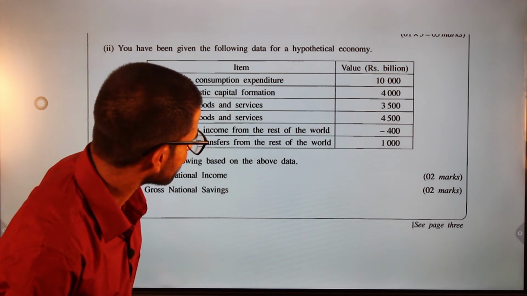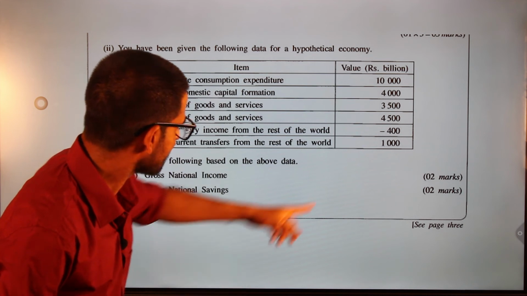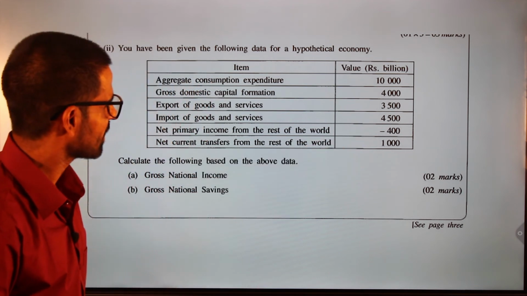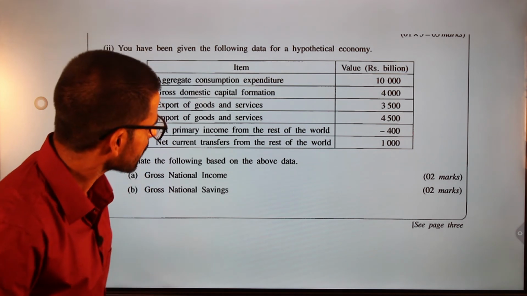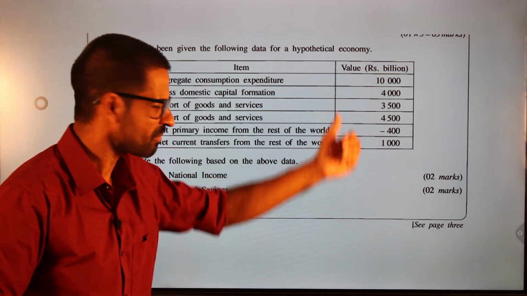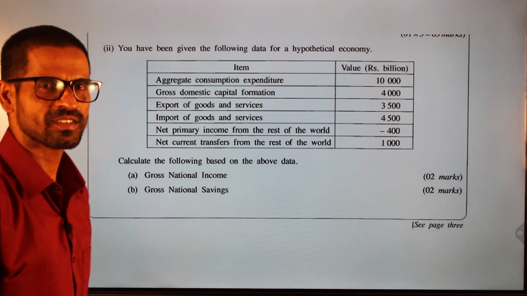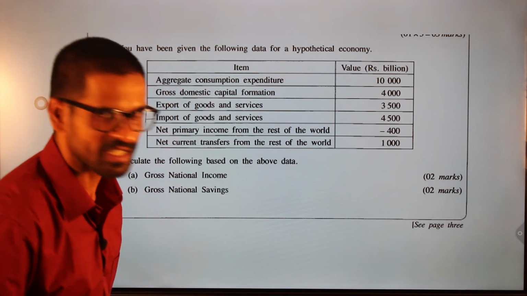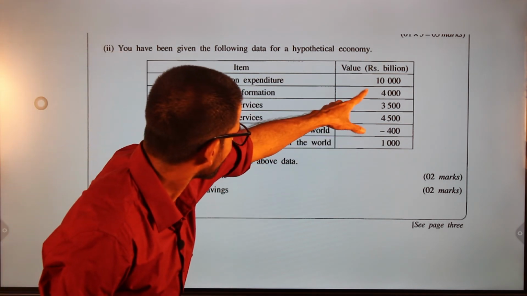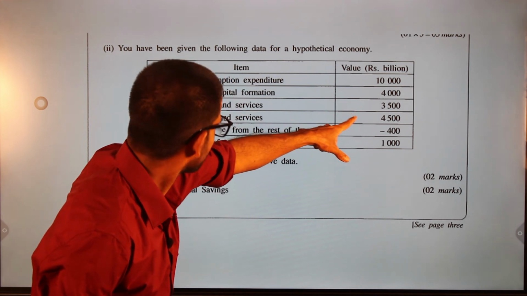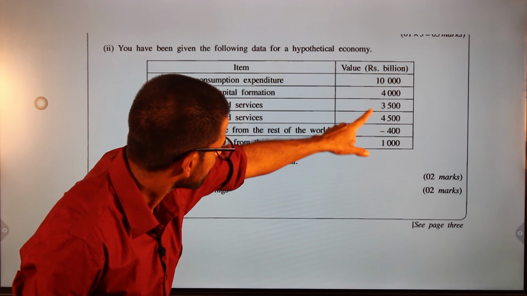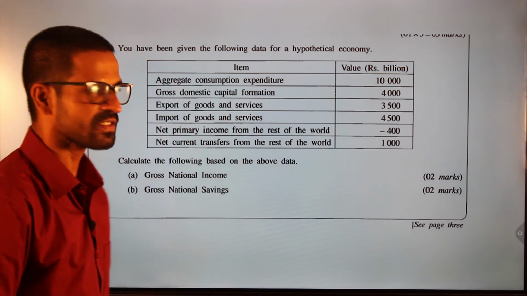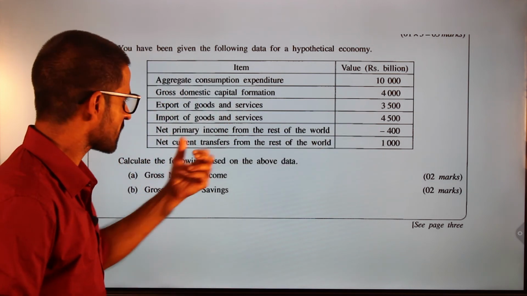Gross domestic product is 13,000. And then minus 4,400. So I think 12,600. Okay. That's gross national income. 2 marks. Right? Okay. Shall we double check? Up to this 14,000, then this gap is minus 1,000, so it's going to be 13,000. Yes, correct. The answer is correct. That is gross national income.